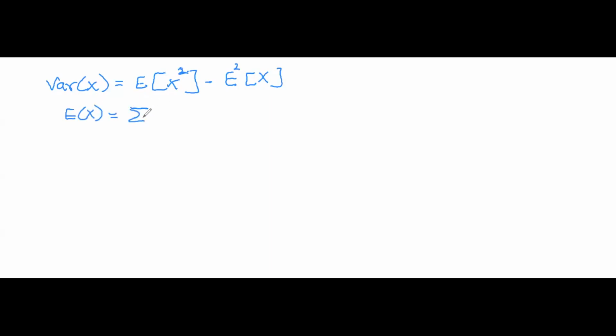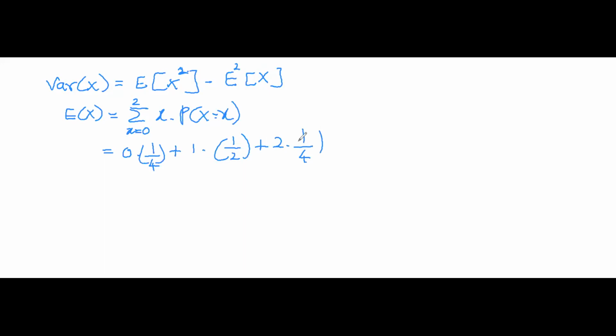So first we can find the expected value of X. Since it is a discrete case, we use the summation, right? X goes from 0 to 2, x times P(X equals x). So it is 0 times 1/4 plus 1 times 1/2 plus 2 times 1/4. So it is equal to 1, right?